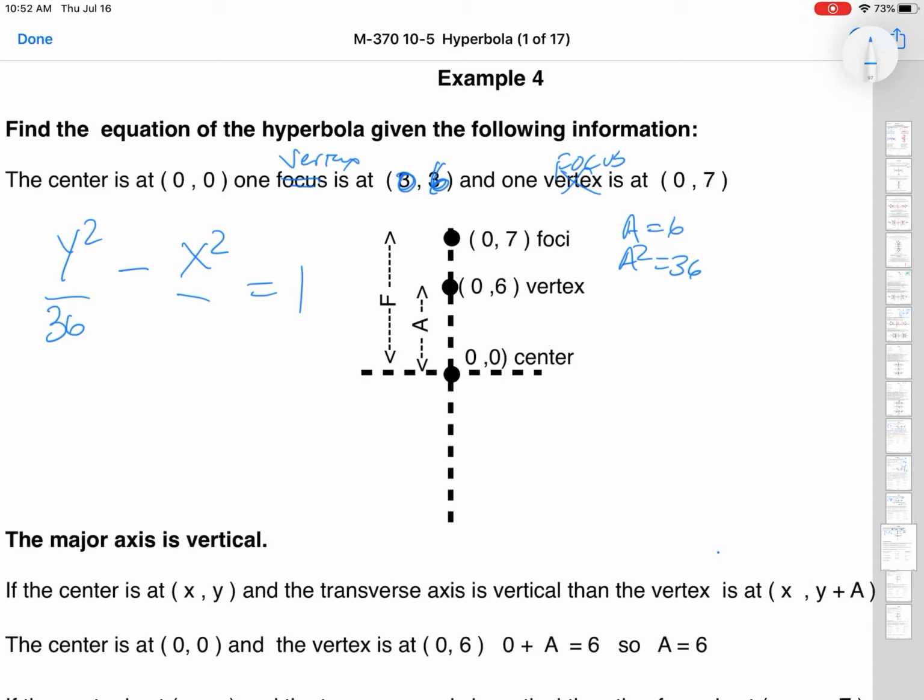And so what do we know? We know that our focus length is 7. So we know 49 better be equal to 36 plus b squared. And if we take that off, we get 13 is equal to b squared, and we should be done.